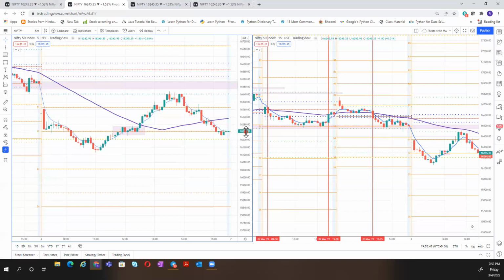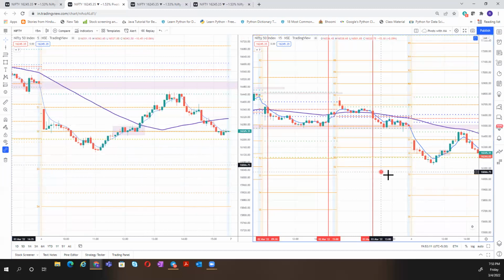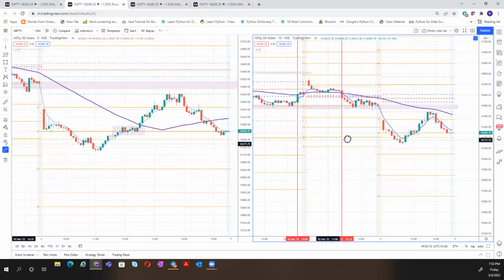Just suppose it is breaking on 5 minutes, but not breaking on 15 minutes. Just watch the gap between the 50-day moving average on 15 minutes and 5 minutes. If the gap is wide, just take the trade. See here, it broke the trade. This is today's, I'm just telling you what exactly.